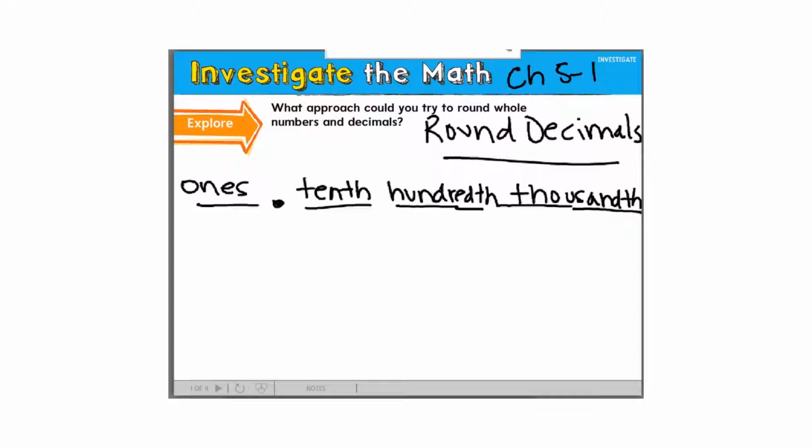Here's why it's important that you remember that, because on all of these questions, they're going to be asking you to round to a certain place. And if you have your place values mixed up, maybe you're rounding correctly, but maybe you're rounding to the wrong digit. Okay, so that's why it's important to remember that. The other thing that I need you to remember that we're going to put a star by is the ones is the same place as the whole number.